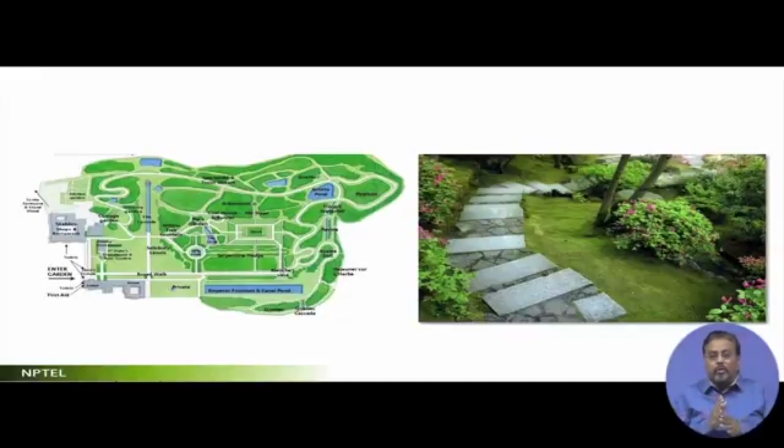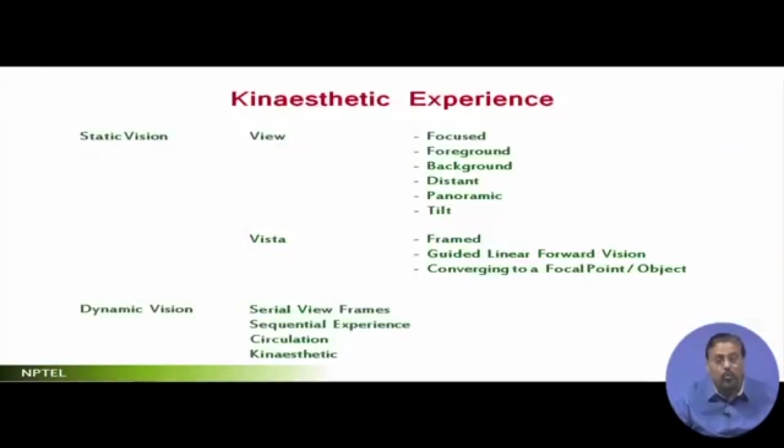If you are walking straight, still you are subjected to that stimuli, guided by the view, what you are seeing. And if you are moving around, then you are also still seeing. So basically what happens is, you have a serial vision. Let me go back to my earlier slide, in which you will see this. In the dynamic vision, you have serial view frames. That means one frame, next frame, next frame, next frame. You have a sequential experience.